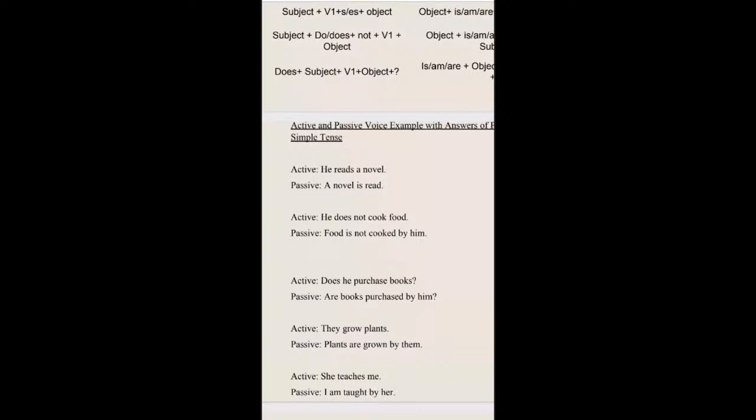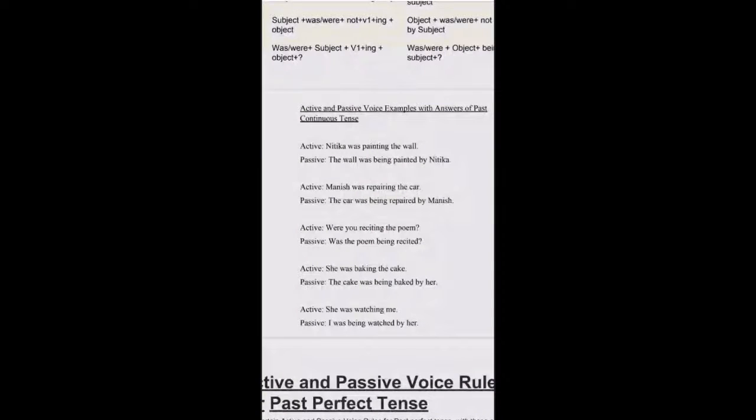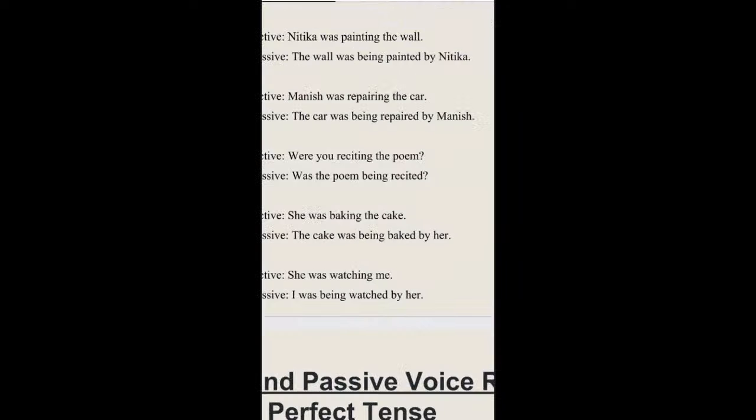So, where were we? Okay. So was the poem being recited by you? Okay, by you, right? By you is not written here, but you have to write. If there is a subject, then definitely you have to give that subject. Don't miss any slot. Every slot should be filled with appropriate grammatical features.